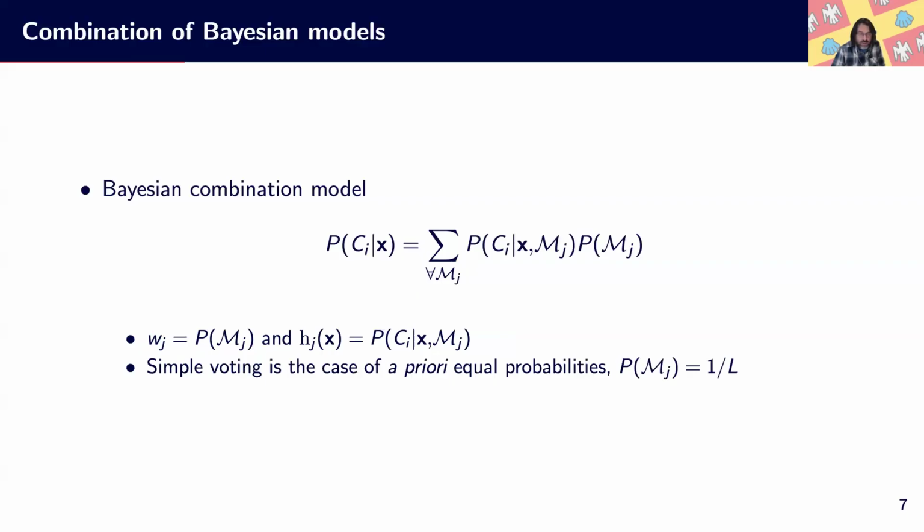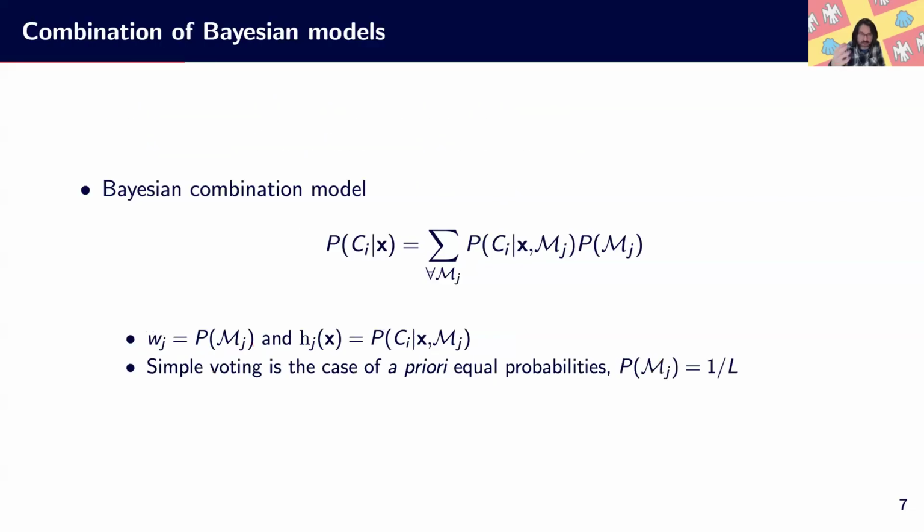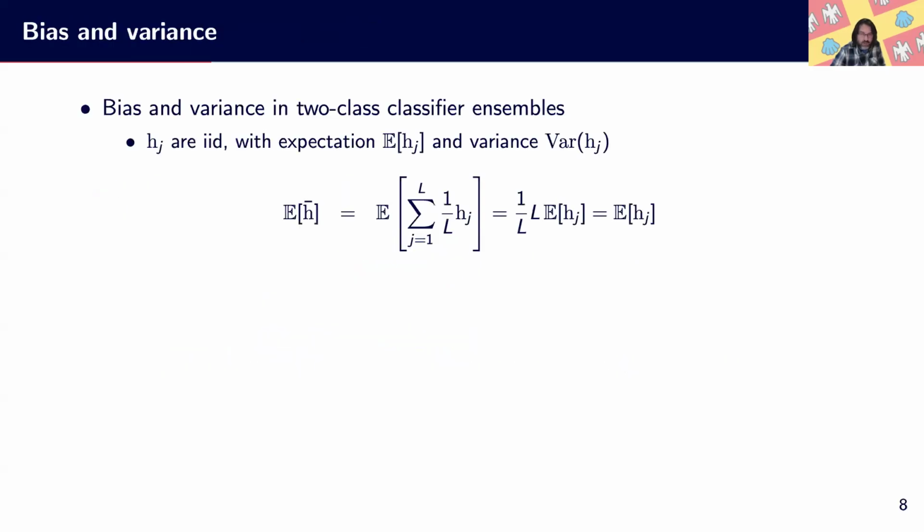It is really the probability that the sample X is from the class Ci according to model Mj. So simple voting, majority vote, is the case of equal a priori probabilities. So basically all probabilities are the same, 1 over big L. And that's it for that modeling. That modeling is really interesting in terms of mapping what we do into this Bayesian, probabilistic modeling approach that we saw in the first weeks of the course.